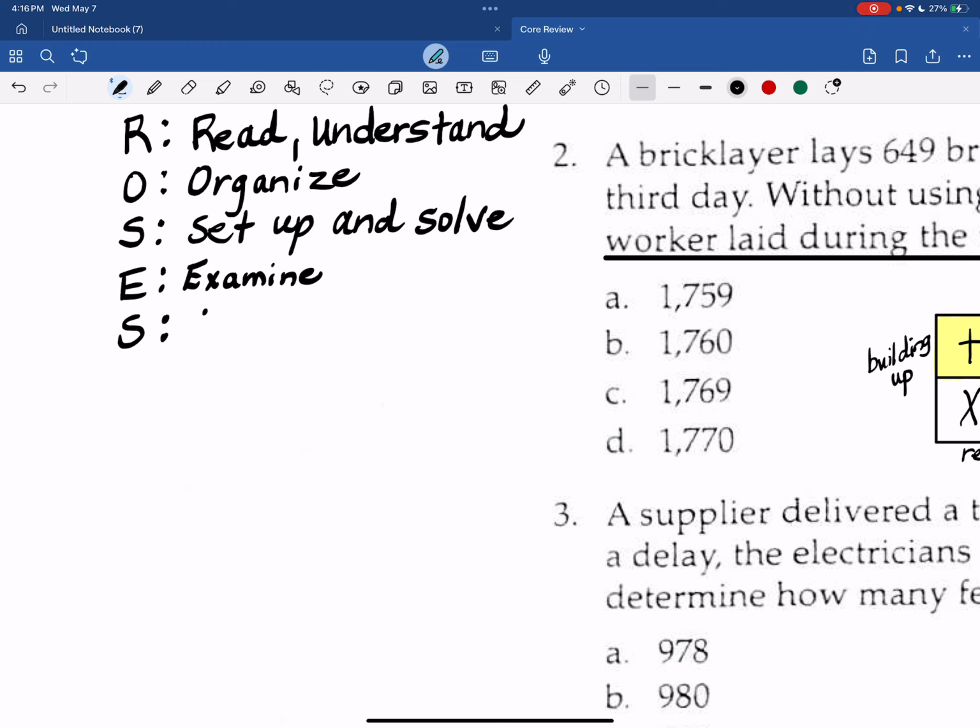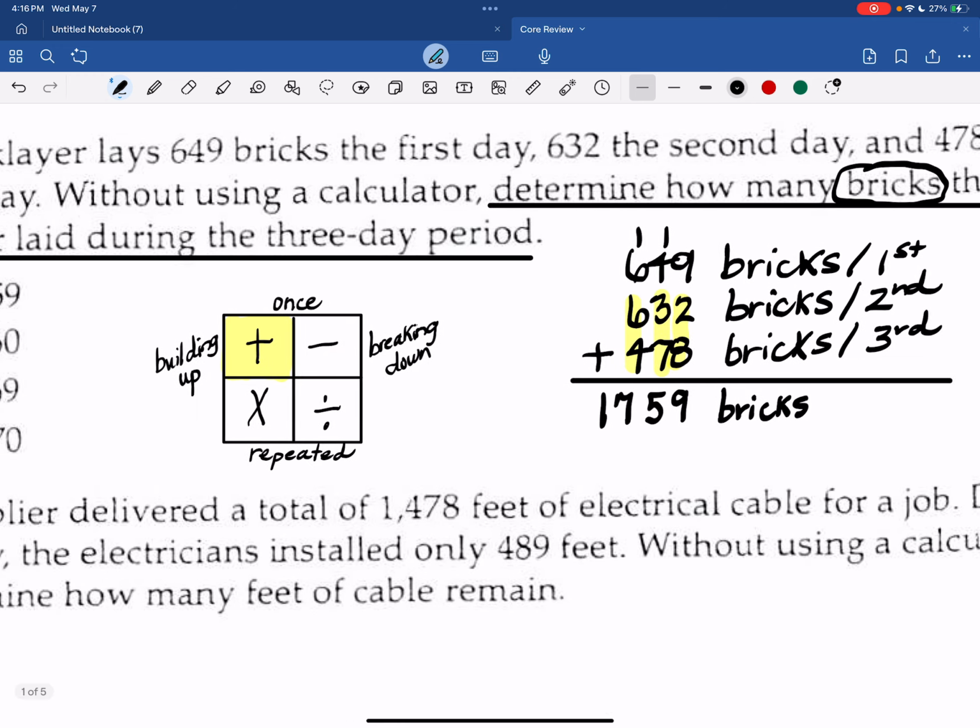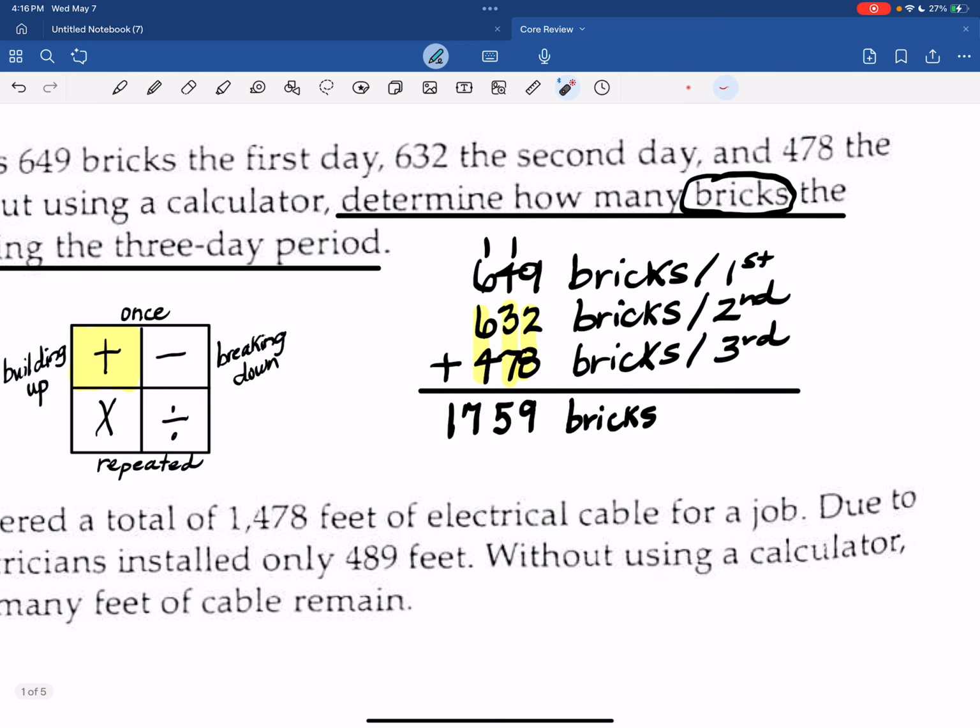The last step is to see if it fits. Does the unit you got match the unit you wanted? It does. Remember, we wanted bricks, and we got bricks. So always make sure that match is there. And ask yourself if this number fits. If you got 17.59 bricks, that doesn't fit.